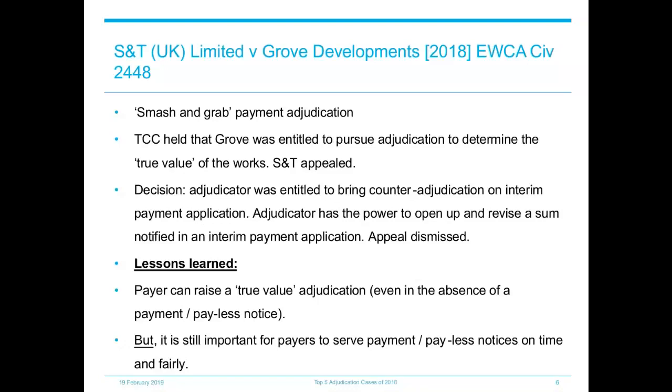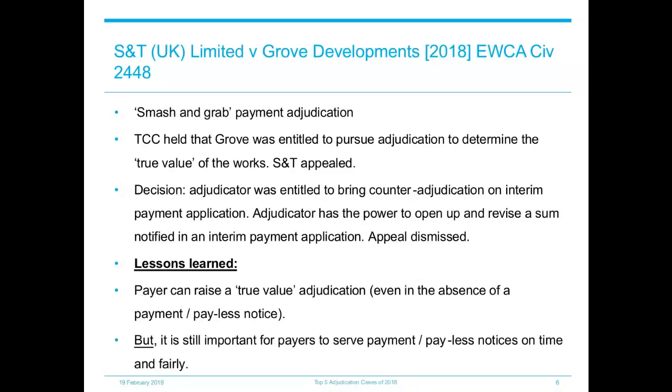The case was then referred to the TCC, which found that Grove had complied with the requirement to specify the basis of the calculation, therefore deeming the pay less notice valid. The court also held that upon payment, Grove was entitled to pursue a further adjudication to determine the true value of the works. This was an important development in smash and grab adjudications, as it meant that even in the absence of a valid payment or pay less notice, a payer can still raise a counter adjudication on an interim payment application, i.e. they can challenge whether the sum alleged to be due on an interim application is the true value of the works.